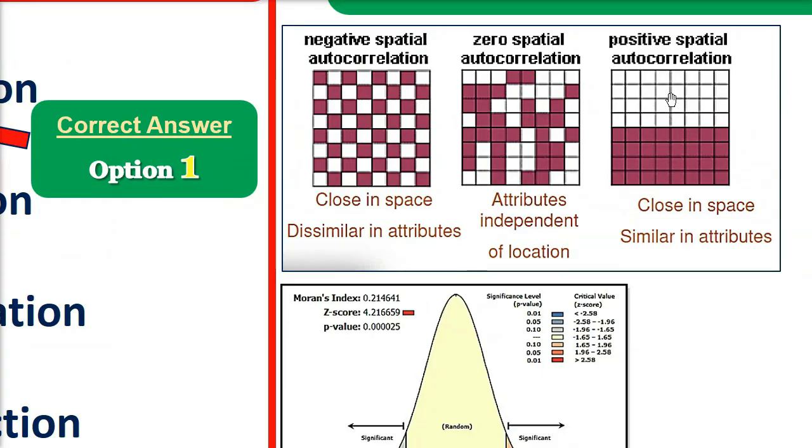Now in this picture, if you see, all these which are together are white, so they are showing a positive spatial autocorrelation. On the left one, if you see, the colors are different, that is, the next cell is altogether different from the previous cell, so negative spatial autocorrelation is there.